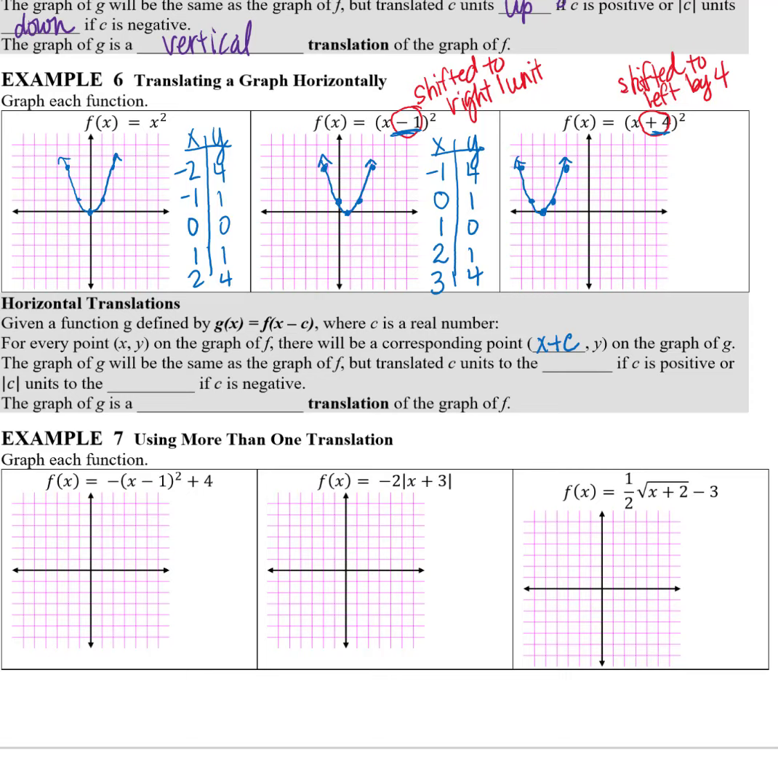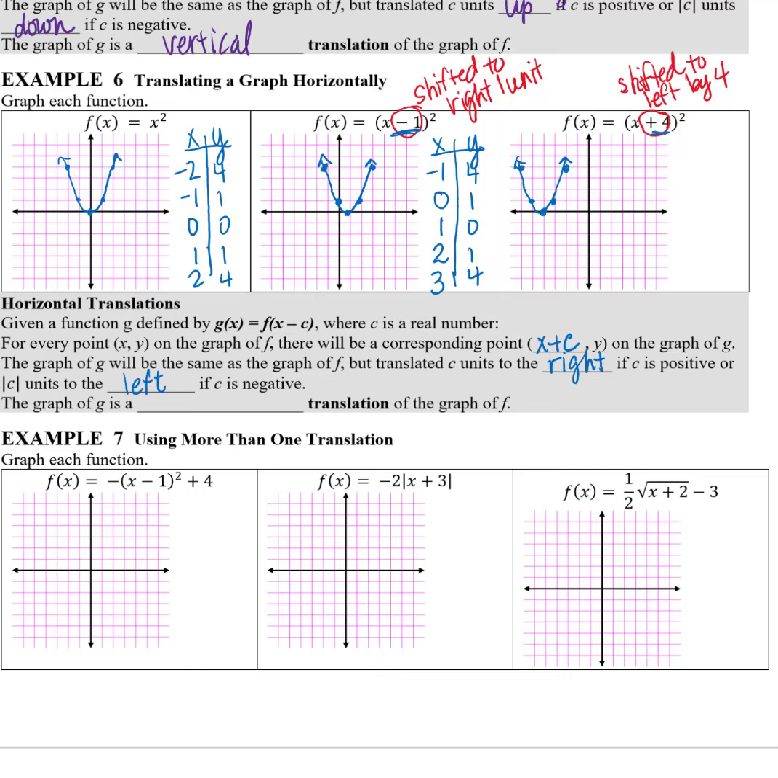And so if c is positive, this is a little tricky. If c is positive, it's going to the right because it's x minus c. Or if c is negative, it's going absolute value c units to the left. And that's all because there's a minus c in there. For the vertical translations, we had a plus c. So the graph of g is a horizontal translation of the graph of f.